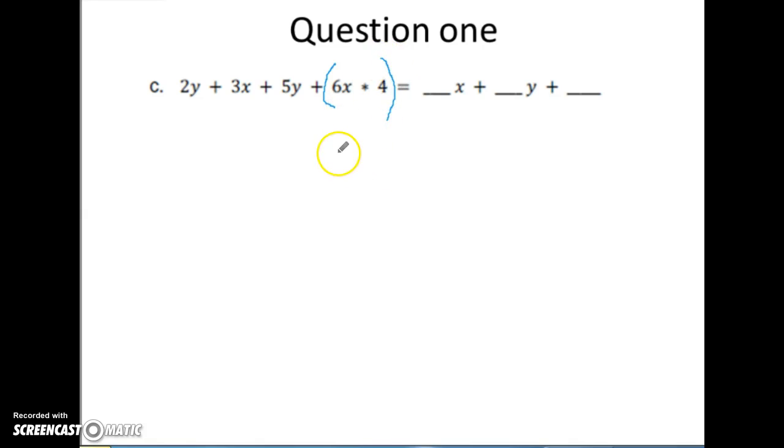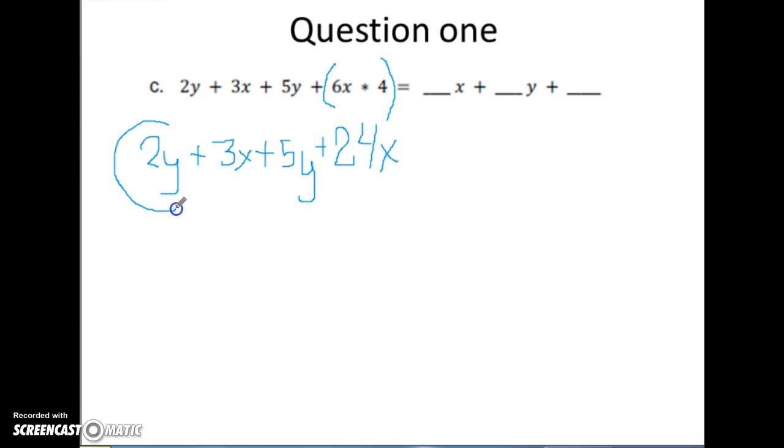So 6x times 4 would give me 24x. And then I would bring down everything else that was left just for adding. 5y plus 3x plus 2y. At this point, it was all about collecting like terms. And so what that means is I'm going to add my y's together, which almost everybody in the class did with no problems. Almost everybody said they knew that this was 7y.